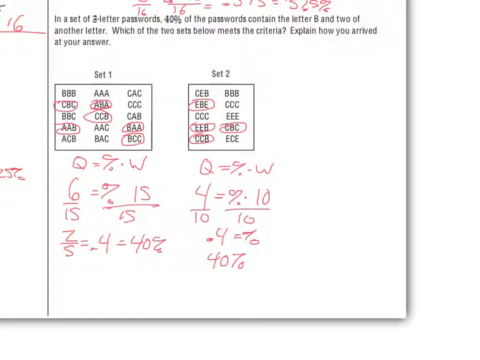So explain how we arrived at our answer. Something along the lines of: we found the total number of possibilities in each set. That was our whole, and our quantity was the number that met that criteria. And so we counted that out, and it was similar. So in proportion here, they have the same set of quantities. All right, let's flip on over and look at the other side.